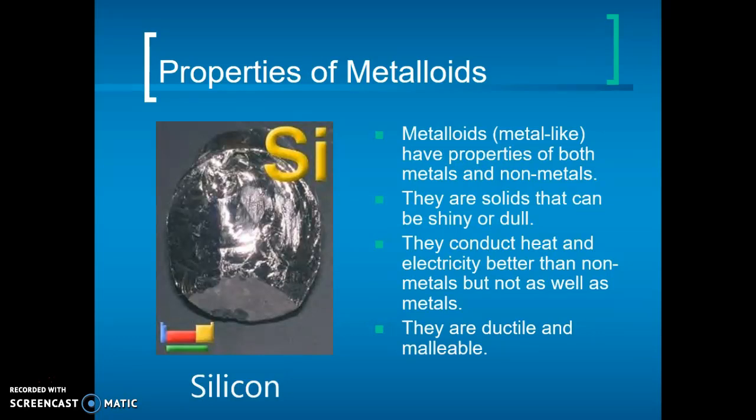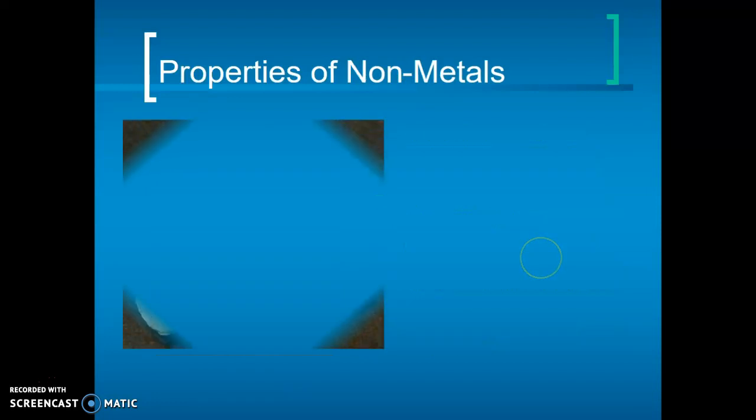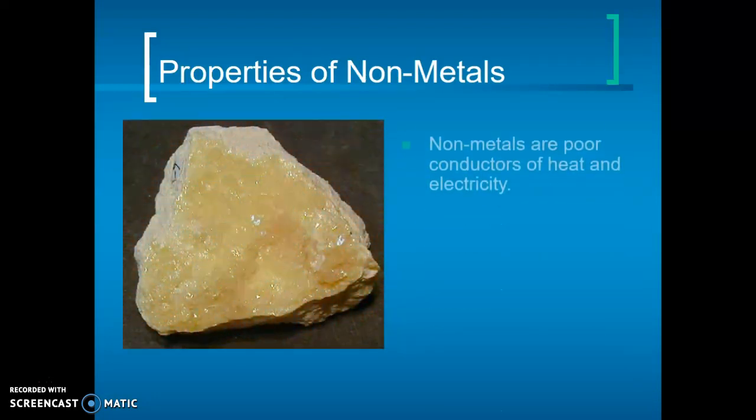They can be shiny or dull. They can conduct heat and electricity, better than non-metals, but not as well as metals. They're ductile and malleable. So think about silicon, think about carbon. Relatively, carbon's brittle, but it conducts electricity in some forms. Your graphite pencil can conduct electricity, but a diamond, which is also carbon, can't. So they're a bit in the middle.